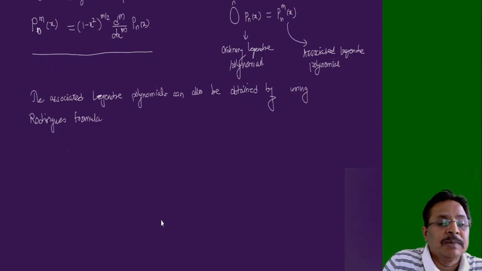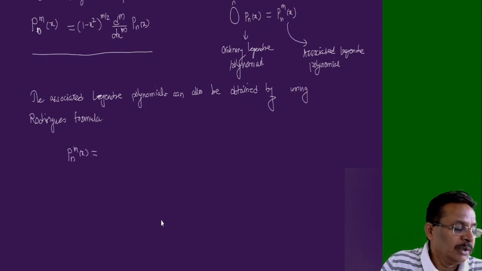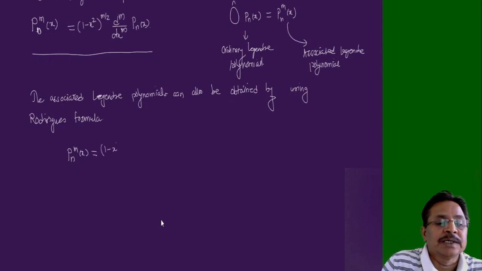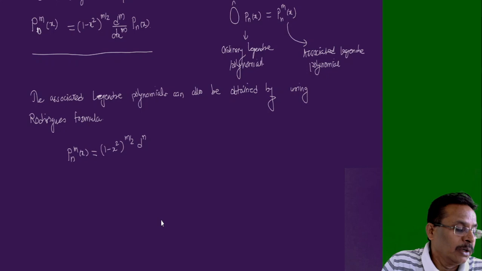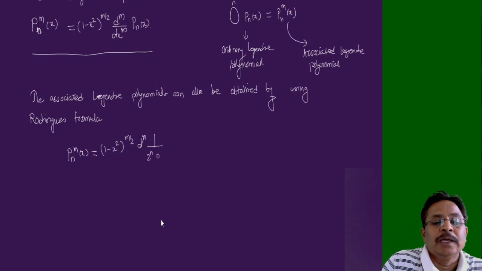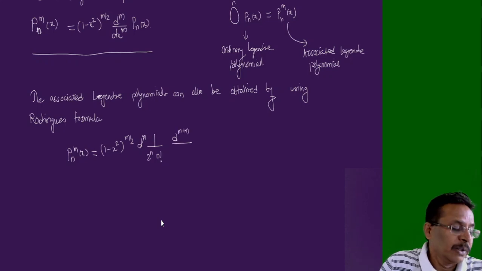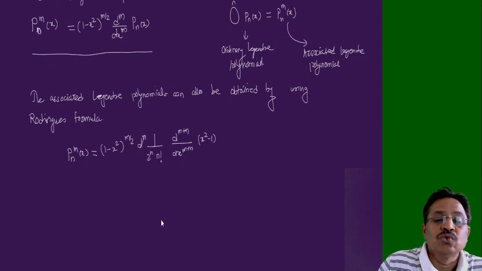The Rodrigues formula for the associated Legendre polynomial is given by Pnm of x is equal to (1 minus x squared) raised to m upon 2, multiplied by 1 upon 2 raised to n into n factorial, multiplied by d raised to m plus n divided by dx raised to m plus n, of (x squared minus 1) raised to n.